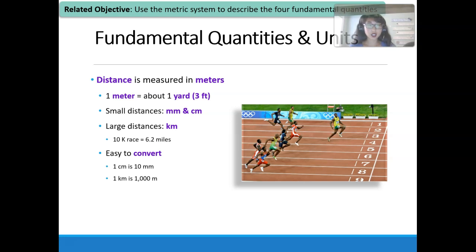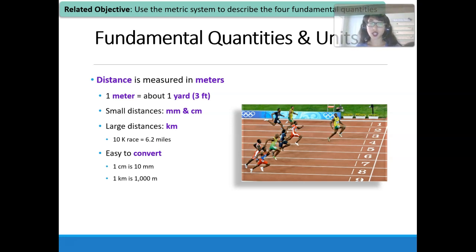All right. So let's go ahead and dig deeper into what these fundamental quantities are. So distance is measured in meters. Distance is the length between A to B. All right, 1 meter is approximately 1 yard long, or about 3 feet long. It's a little bit over that actually. So if you see a meter stick and a yard stick, they're very similar in size, but a meter stick is a little bit bigger.